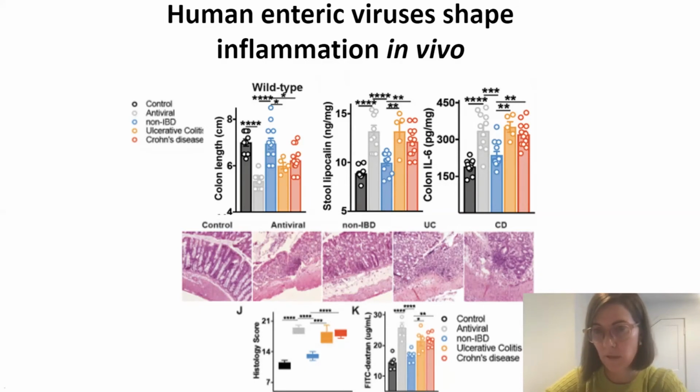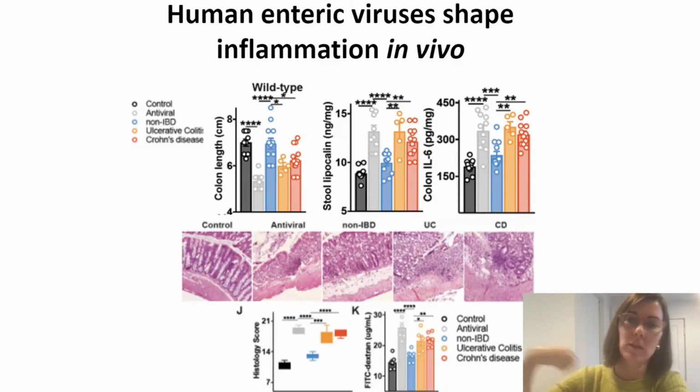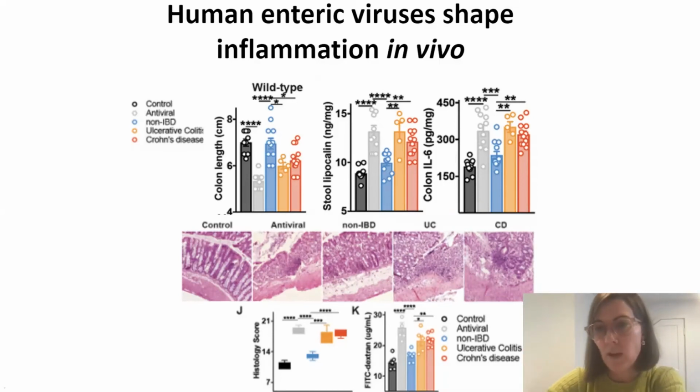whereas the IBD virome mice very much had inflammation. Interestingly, too, in addition to inflammatory cytokine production in the gut and infiltration of leukocytes, we looked at intestinal leakiness of these mice. So you can gavage in FITC-dextran, and if the gut is leaky, you can then measure that in the blood. And actually, in yellow and red here, the IBD virome very much provoked intestinal leakiness, which is another indicator of inflammatory bowel disease.